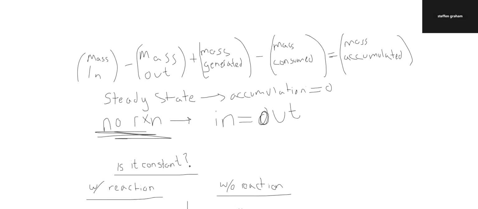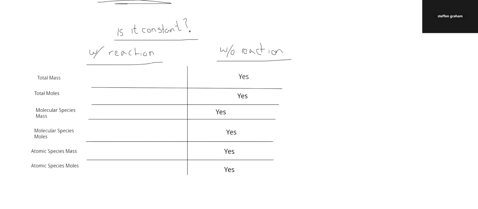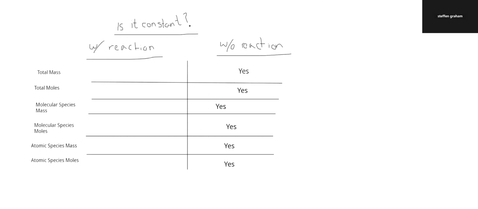But we do have reactions, and things become a little different when we do. So I have this table here where we're asking, is it constant? It being the mass we're talking about. If there's no reaction at all, like we have our sand that we're putting into the box and then dumping out, the total amount of sand will be constant. The total moles of sand will be constant. For molecular species, in the sand example, your molecular species is equal to your total mass.